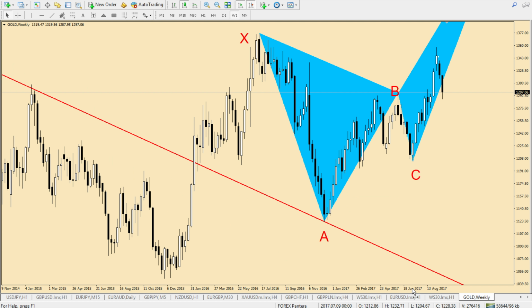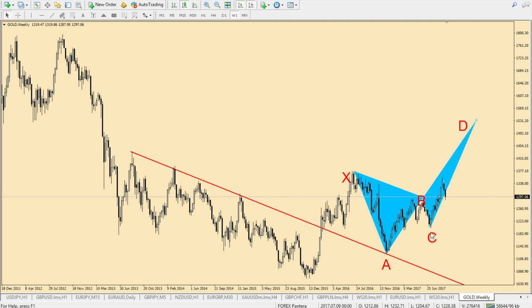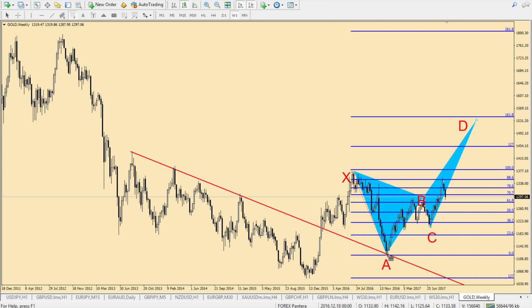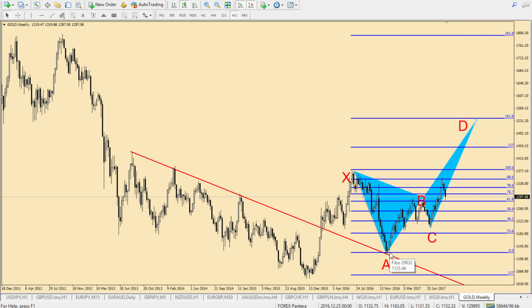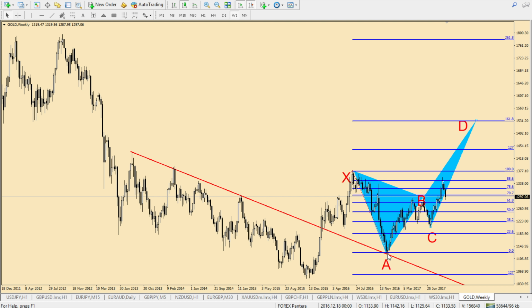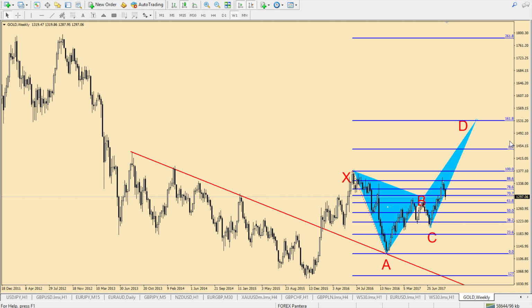And the third arm, the CD, should be a 161.8 projection of the XA, which will be okay at this level. So we've got 1530.54. So that's our projection.